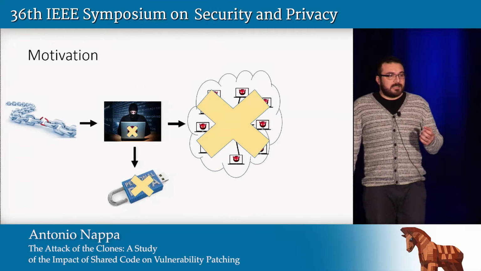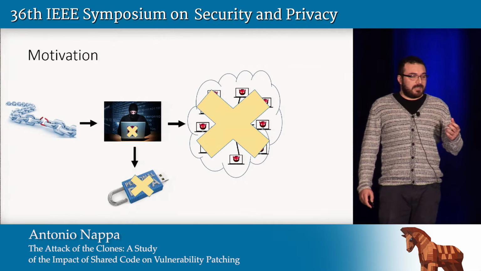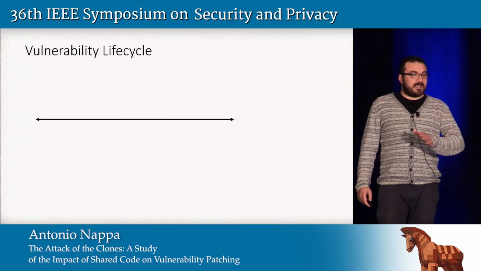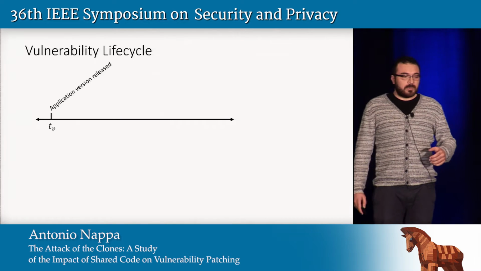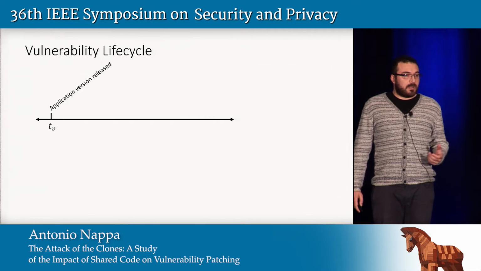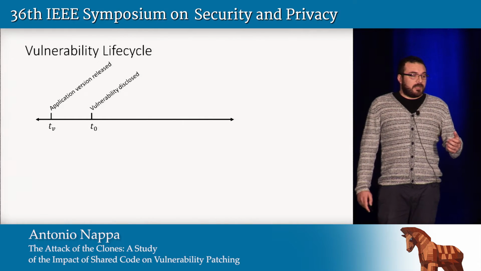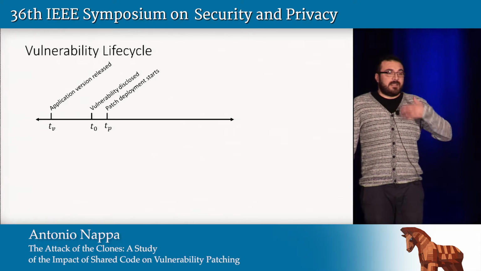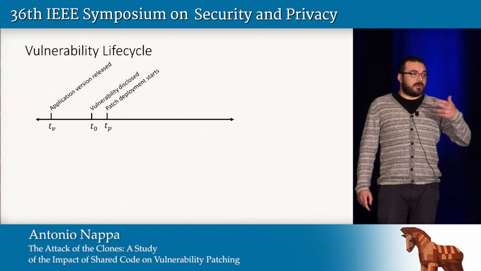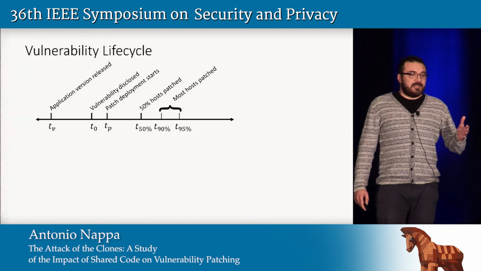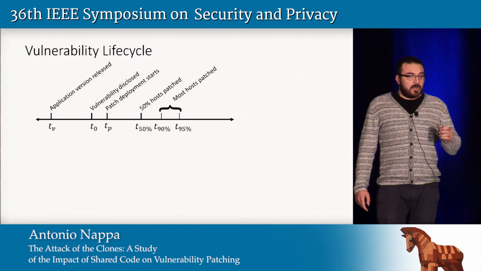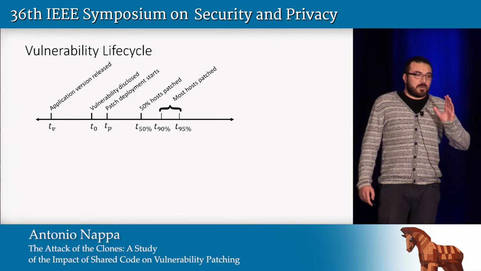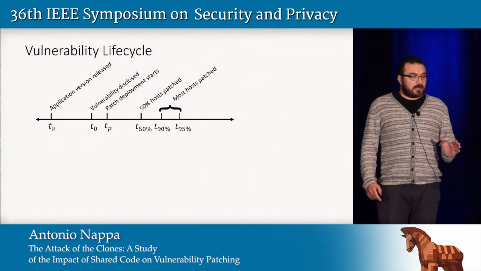So the idea is how to study vulnerabilities. We are used to this life cycle that's basically linear. So you release your vulnerable application, and then at some point, the vulnerability gets disclosed. Then you start to patch. And then we will observe, for example, 3 important milestones that are 50, 90, and 95% patching of the vulnerable hosts.